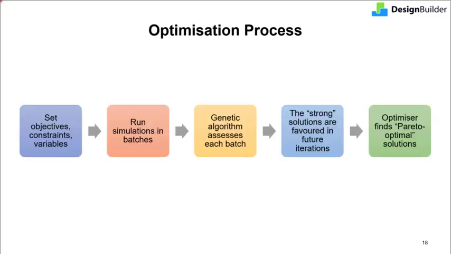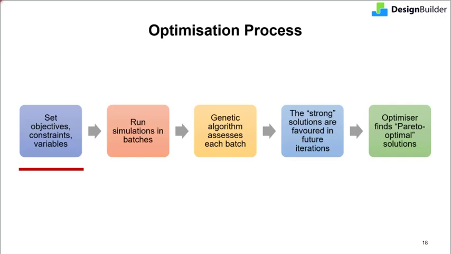This is what an optimization process flowchart looks like. It starts with setting the objectives, constraints, and variables. Objectives are the target outputs, often called key performance indicators, and typically include outputs such as energy, cost, comfort, and unmet load hours.